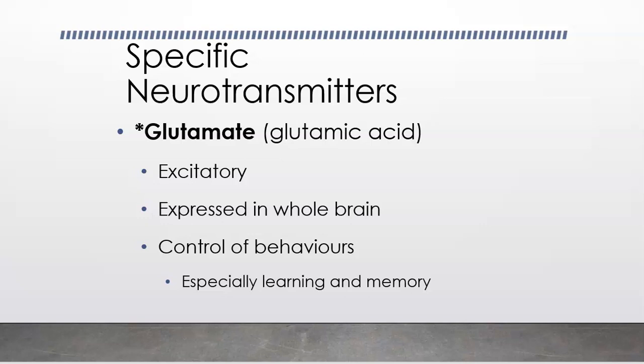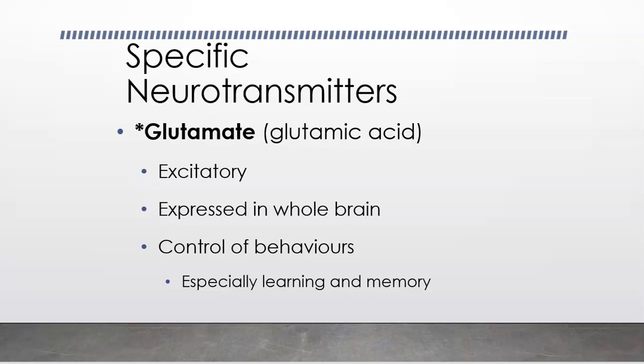So glutamate, its other name is glutamic acid. The main thing you want to remember about glutamate is that it is excitatory. So it's an excitatory neurotransmitter, which means it increases the possibility of an action potential in the postsynaptic cell.